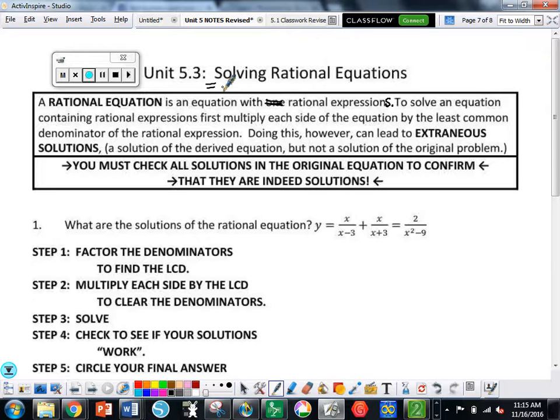To solve an equation containing rational expressions, first multiply each side of the equation by the least common denominator. Okay, ignore all that. We just did it. You must check all solutions in the original equation to confirm they are indeed solutions. So you need to check the excluded values. If you want to write yourself a note, this means excluded values.